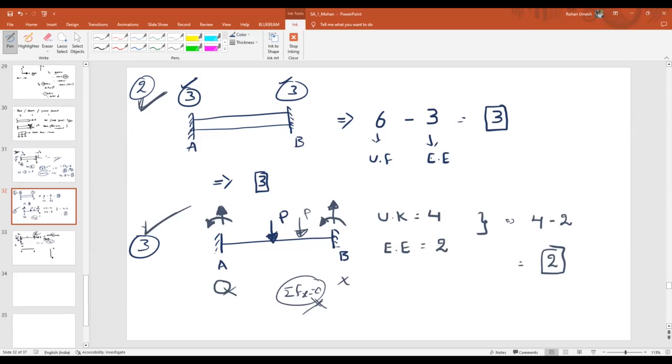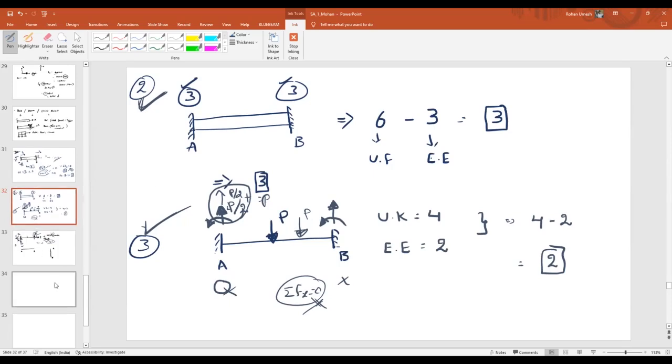See, if this P is acting, then you might get a reaction of P by 2. If one more P is also acting, there will be one more force of P by 2. Adding both, you get the value of P. But ultimately, what is the unknown force direction? Only one, isn't it? Yes. So it doesn't matter how many forces are acting on the beam, only the magnitude of that reaction force you have to consider.